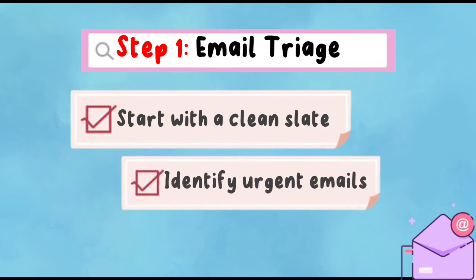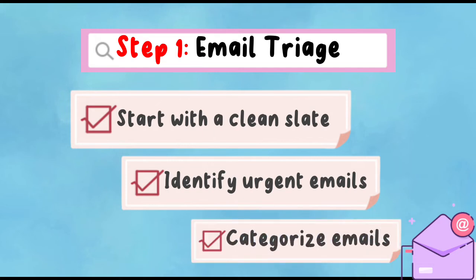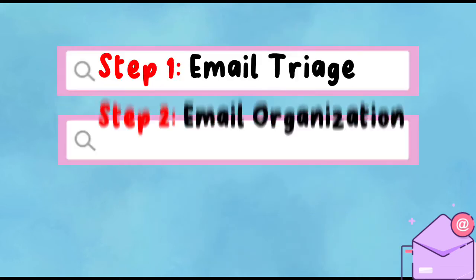Identify urgent emails. Quickly skim through your inbox to find emails that require immediate attention, like time-sensitive requests or important deadlines. Categorize emails. Create folders or labels to sort your emails based on different criteria such as clients, projects, or personal and work-related categories.